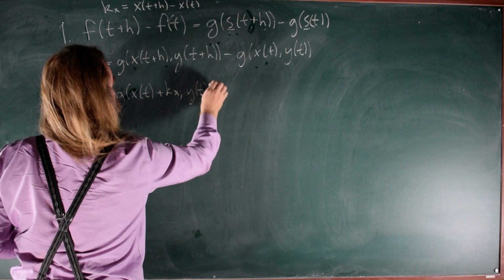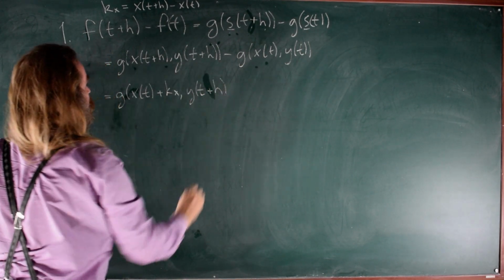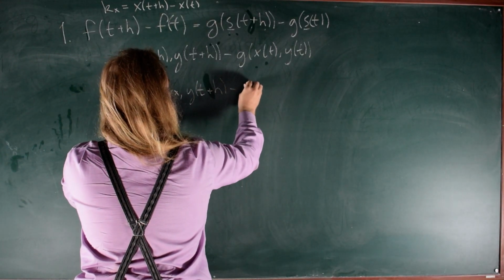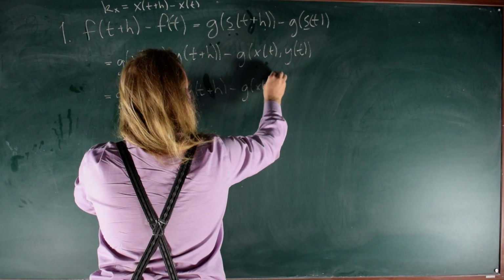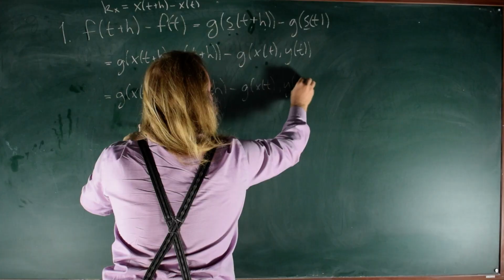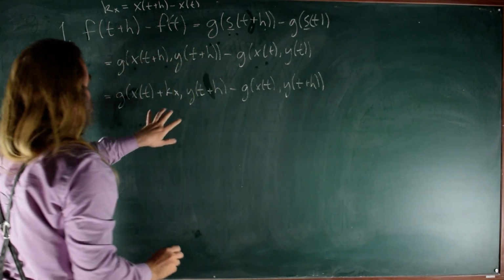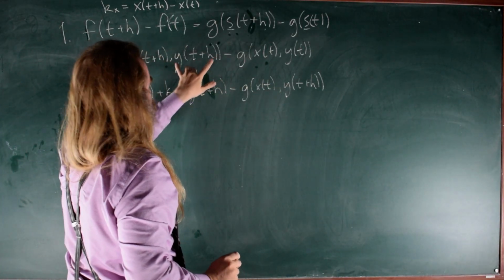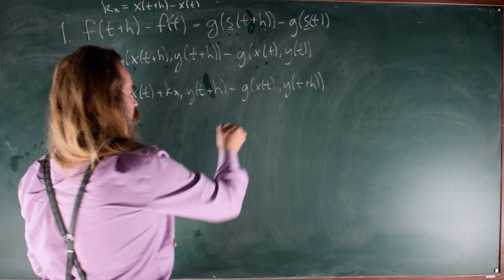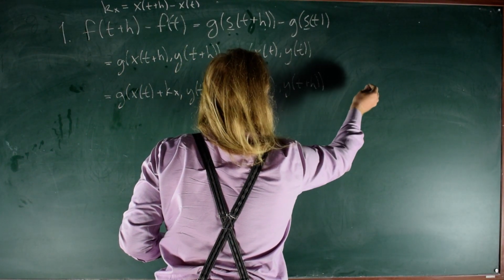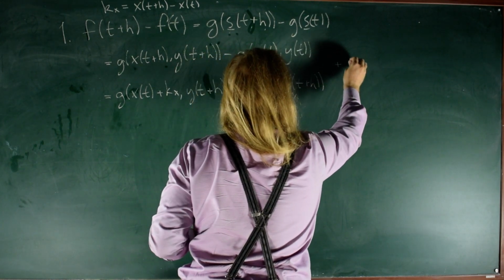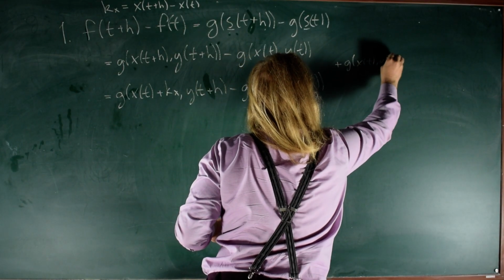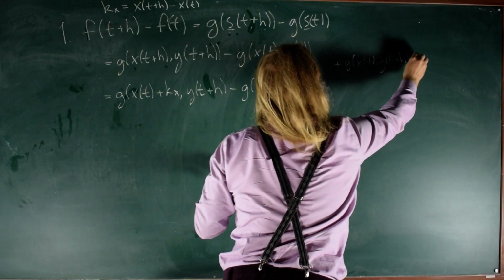I'm not going to touch the second variable here for now, but I am going to introduce a new term. I'm going to subtract g of x of t plus h, kind of like the halfway step between this and this. I changed one of these to this, but the other one stays the same. I've subtracted this, and then in theory I have to add the same thing here, and then I subtract this thing over here.